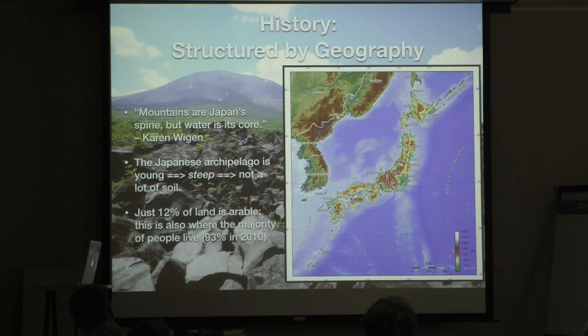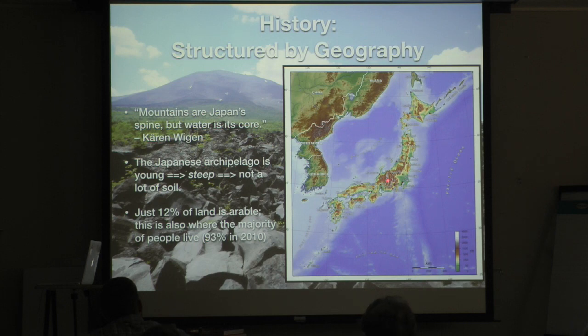So a good chunk of this lecture comes out of the work of Karen Wigan, who's a historian trained as a geographer, who is a past head of the department at Stanford down south. I don't know if she still is head of the department there. But in her phrase, mountains are Japan's spine, but water is its core. So what do we mean when we say mountains are Japan's spine?